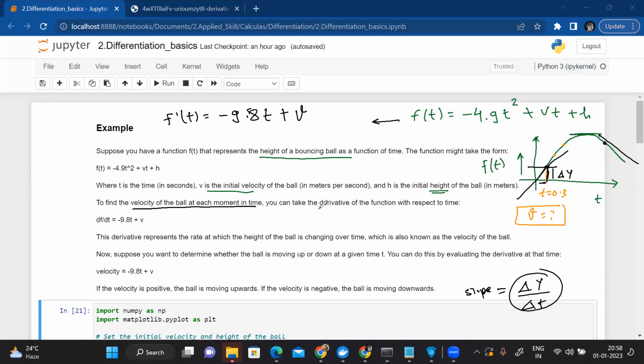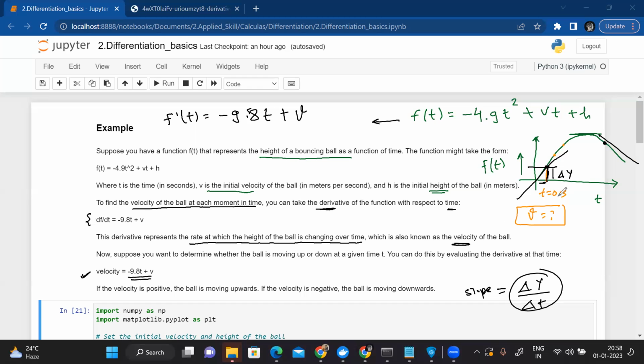So you can take the derivative of the function with respect to the time. So this is going to be this thing. Okay, so this derivative represents the rate at which the height of the ball is changing over the time basically, which is also known as the velocity of the ball. Understood? Okay, got my point. So now you put the value of t and initial velocity. Okay, it will tell you what is the velocity of the ball at a particular time.